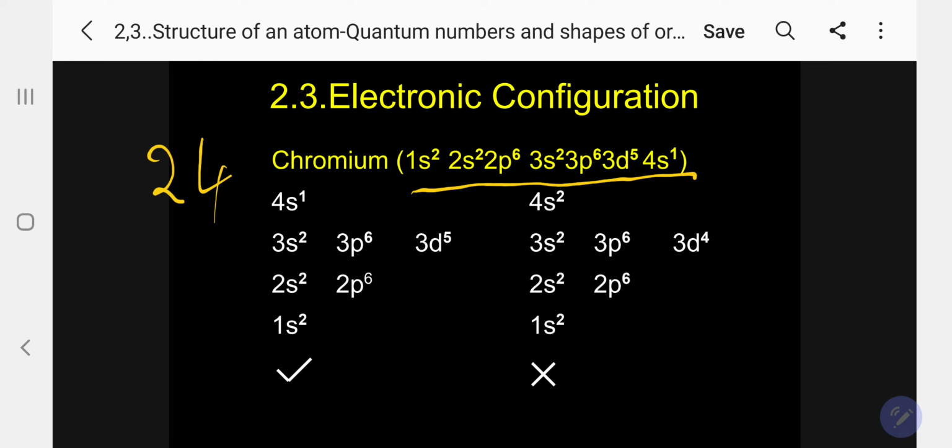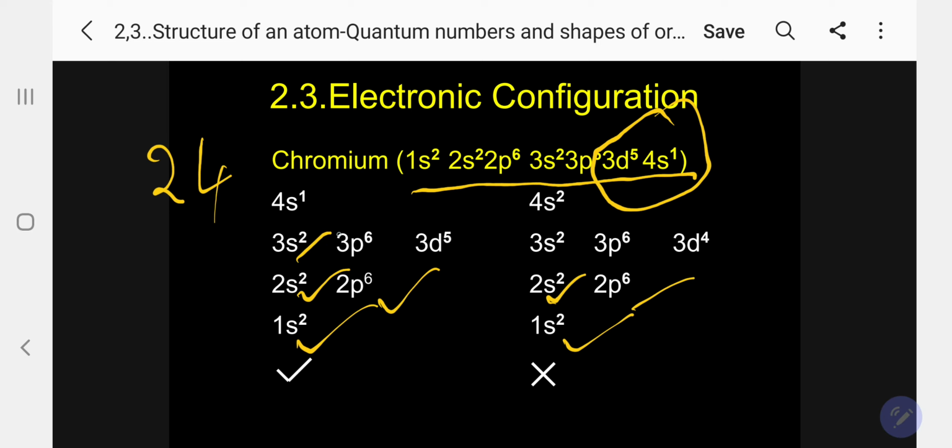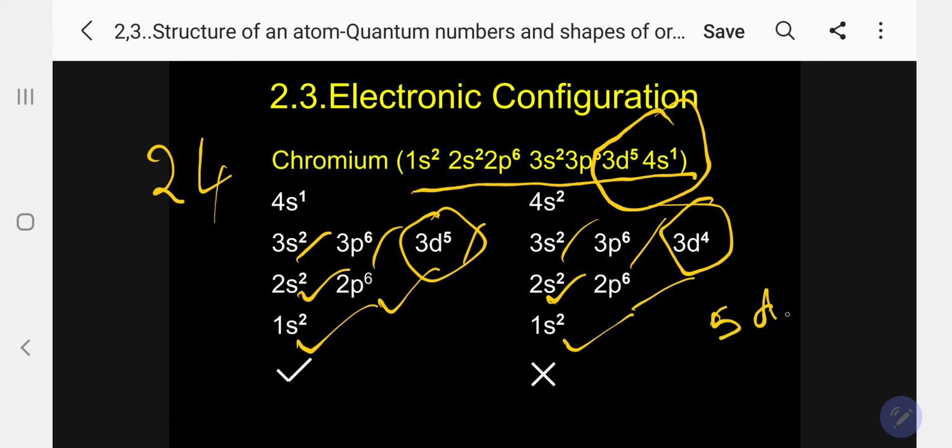Kindly follow. Now what will happen here? Just see the outermost 3d5 and 4s1. Now 1s2 lower one completely filled, 2s2, 2p6 completely filled, 3s2, 3p6. Here, when you come over here 3d5, here 3d4. Now the problem started. What does the rule say? Preferably half-filled and completely filled will be more stable. How many d orbitals? 5 d orbitals. 5 into 2, 10 electrons. Half means 5 electrons. So there is only 4, it is not half-filled.